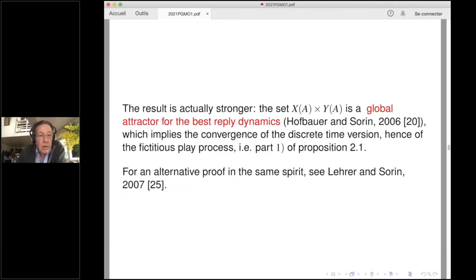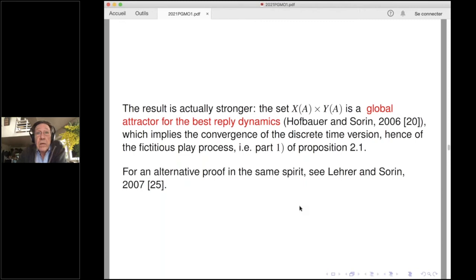In fact, the result is stronger. It shows that the set of optimal strategies is a global attractor for the best reply dynamics, which implies the convergence of this discrete time version. So it implies the convergence of the fictitious play process, which is part one of the theorem of Robinson.